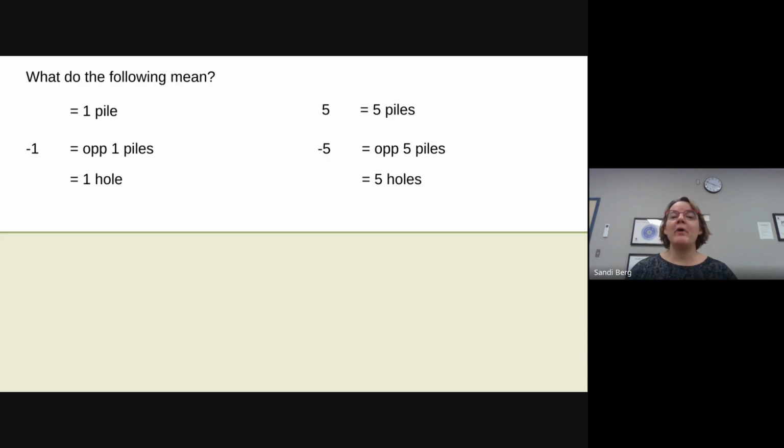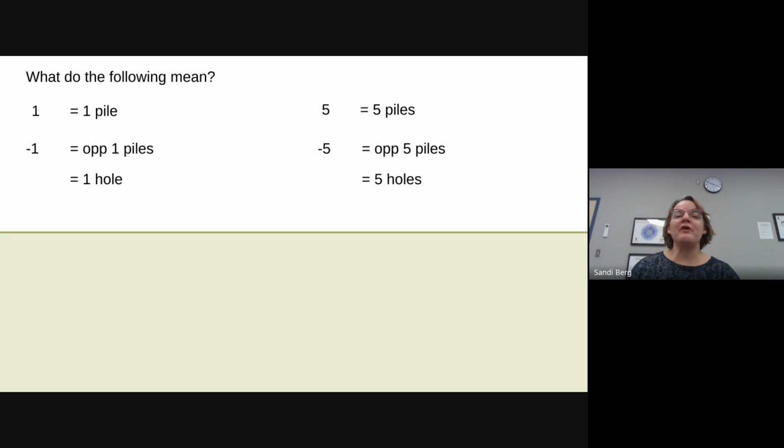Oh, so my apologies. This was supposed to be animated. So if I take a look at the very first one, if I have 1 pile, I would represent that as 1. So I guess I'll just walk through this. I'll fix this for the actual slideshow. But what would -1 be? That would be the opposite of 1 pile.